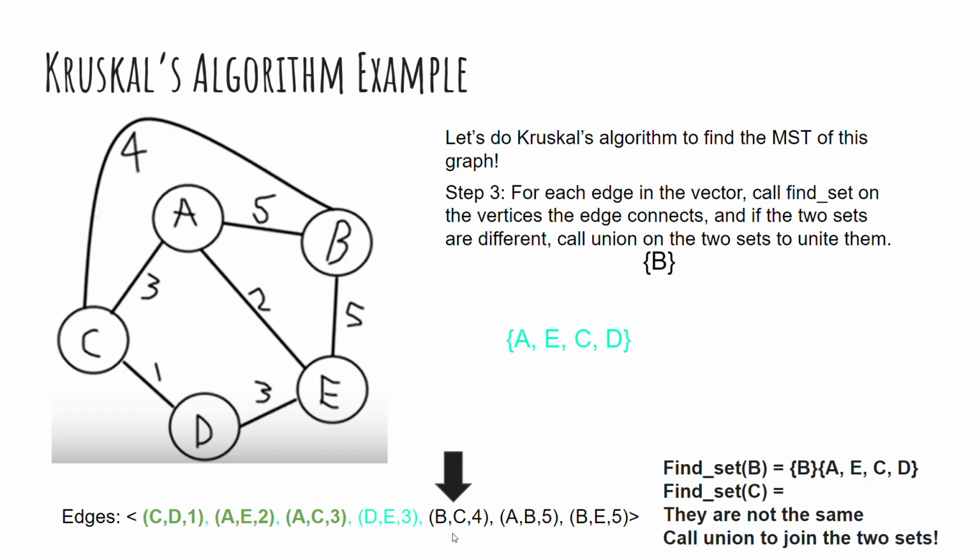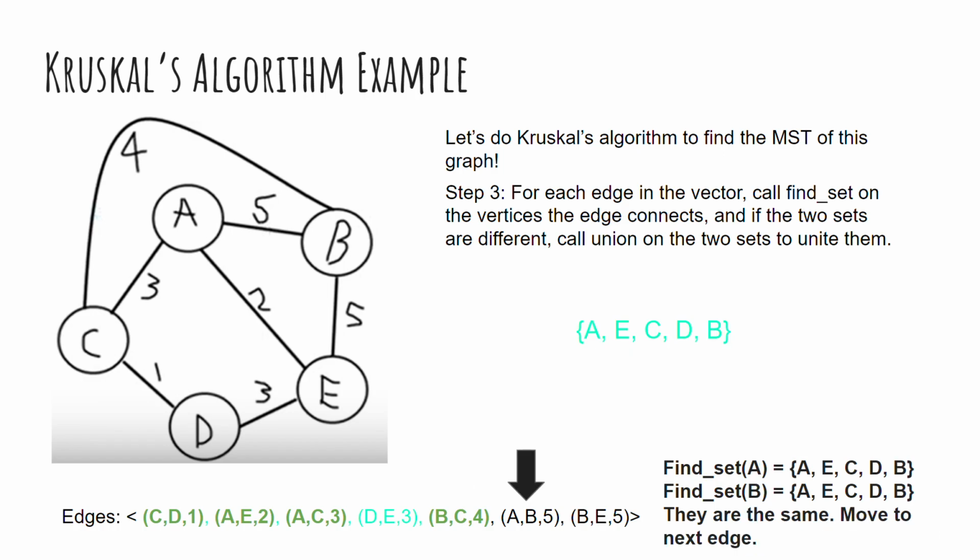So the next edge is from vertex B to vertex C of length 4. And so this edge right here, and so find set of B gives us just B, and then the find set of C is basically AECD. This is a typo, I'll fix it later. But as they are not the same, we'll call union on these two sets. And so when we call the union, we again get AECDB. And so now we finally have a minimum spanning tree, but we'll move on to the next edge.